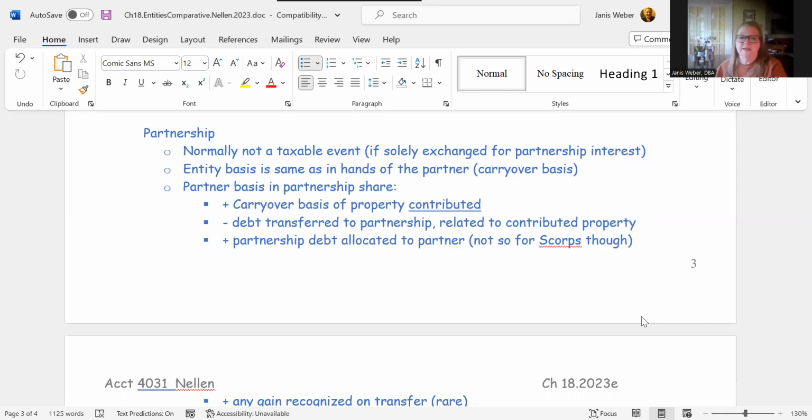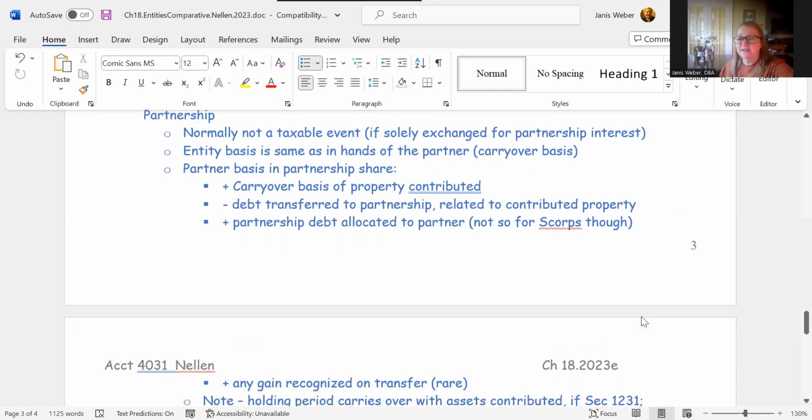If you do donate services instead, now the rules are going to be different, because services are not going to be taxed the same way. In order to get any basis from providing services, you would have to be taxed on the services. But in any case, that is a different issue, and we covered that in the early chapters. Normally, assets transferring in exchange for a partnership interest is not a taxable event.